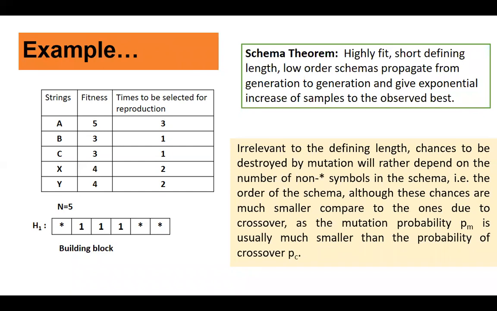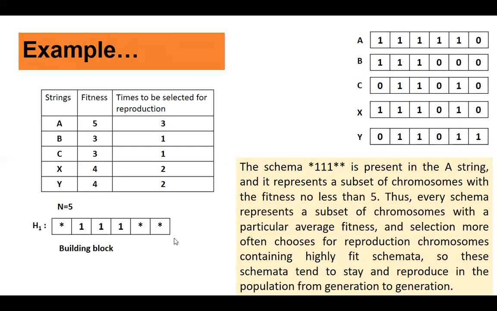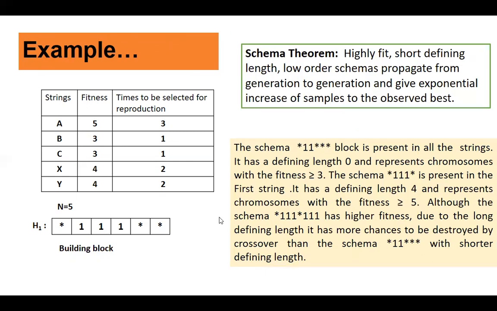Now, irrespective of the defining length, there are chances to be destroyed. Okay. The schema star 1 1 triple star, right? The previous block that we talked about is present in all the strings. We already saw that it has a defining length of 3 minus 2, right, which is 1. It has a defining length 1, and represents the chromosomes with the fitness greater than or equal to 3. Right? The schema star 1 1 star is present in only the first string.